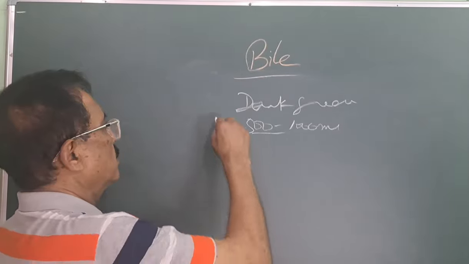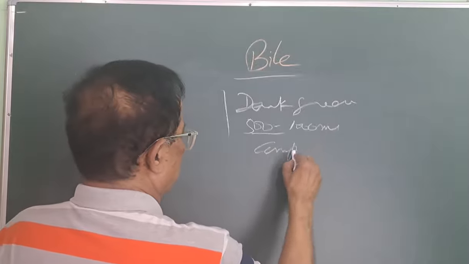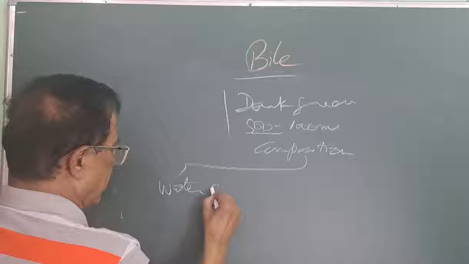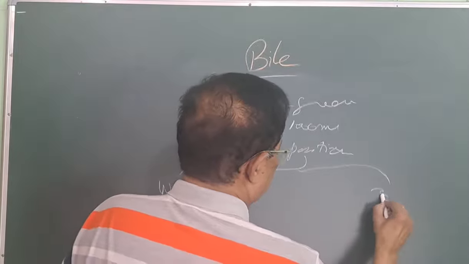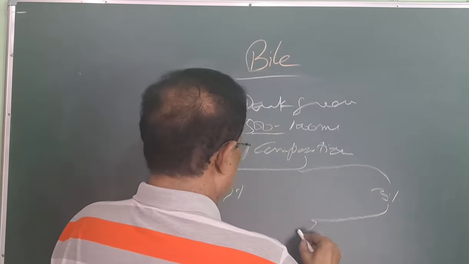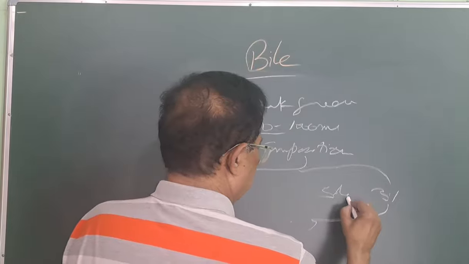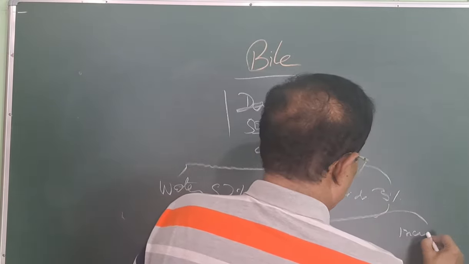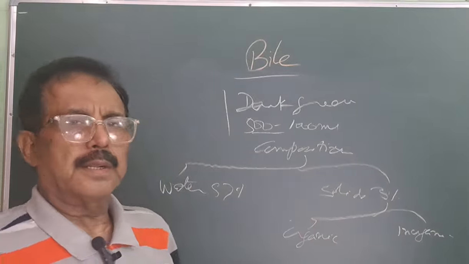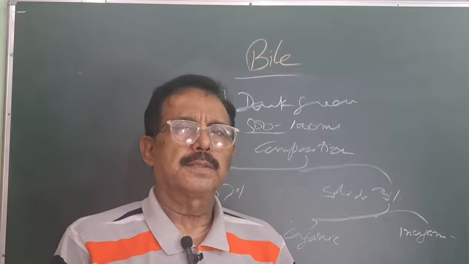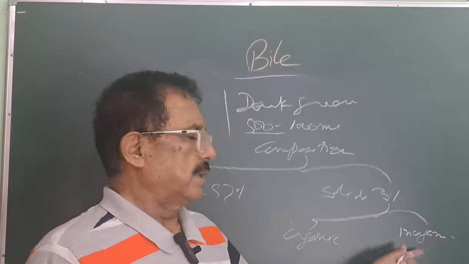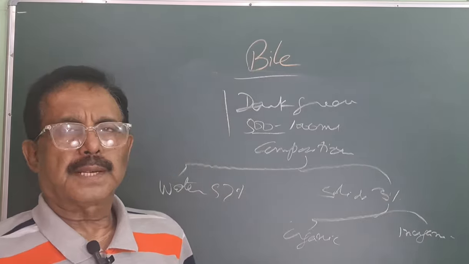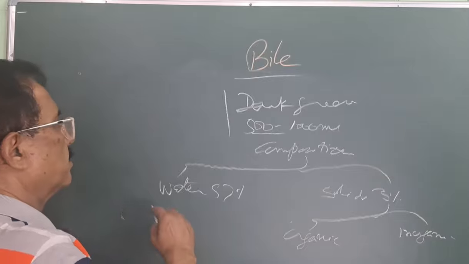Now, the composition of bile. We can divide the composition into two parts. 97% is water and 3% is solid substances, in which there are organic and inorganic components. Organic: bile acids, bile salts, bile pigments, cholesterol, lecithin, etc. are present, and inorganic electrolytes: sodium, potassium, calcium, magnesium, bicarbonate, chloride, etc. are present. This is the composition of bile.